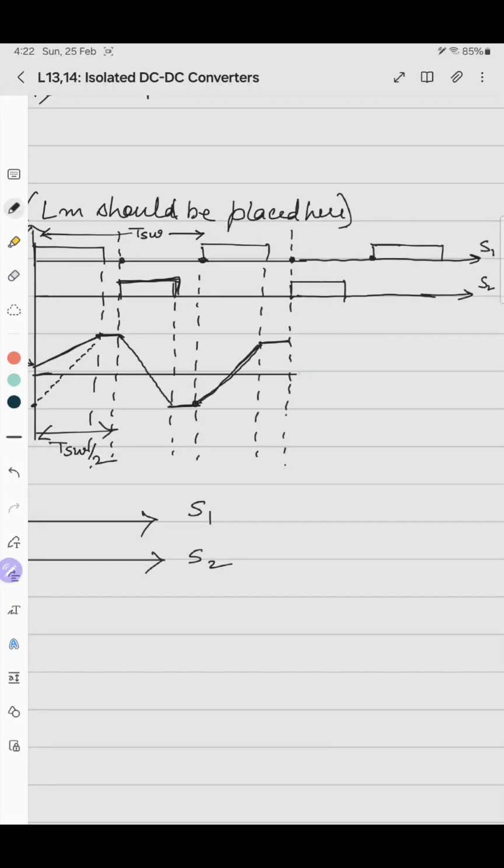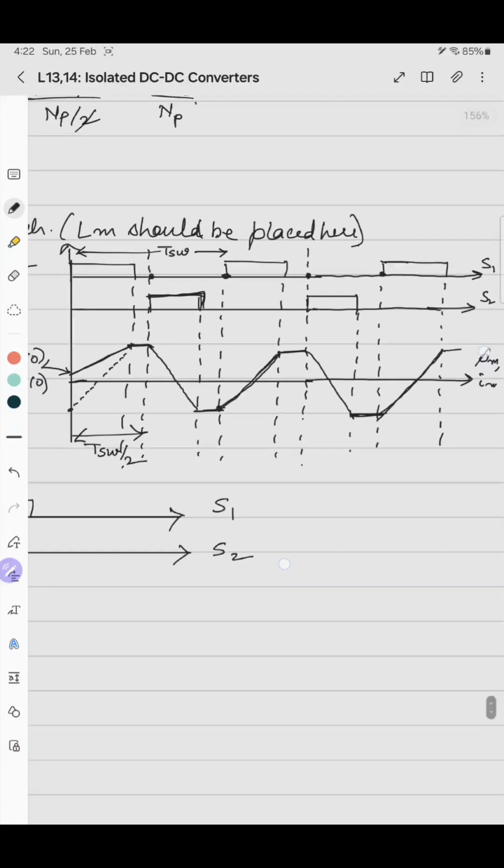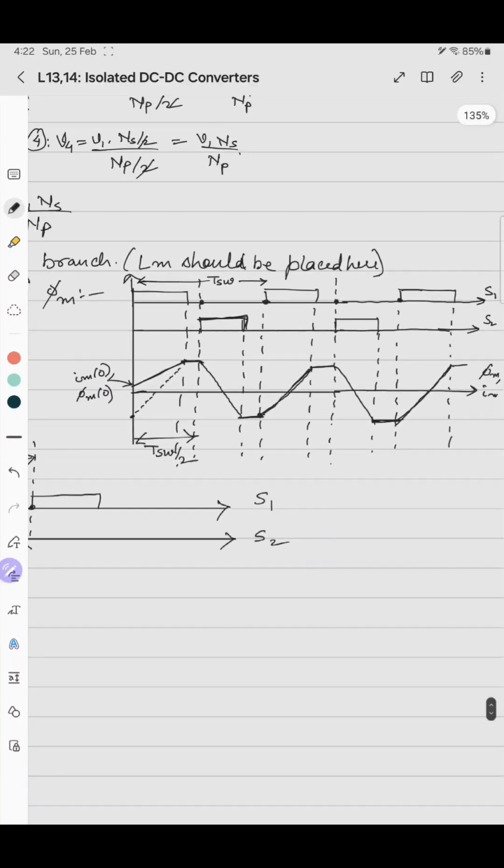I'll draw the whole waveform. Phi m, Im. Again it will fall here and again it will rise with the same slope. This is a straight line. So this Im waveform is a symmetric waveform now, with its average value as 0.